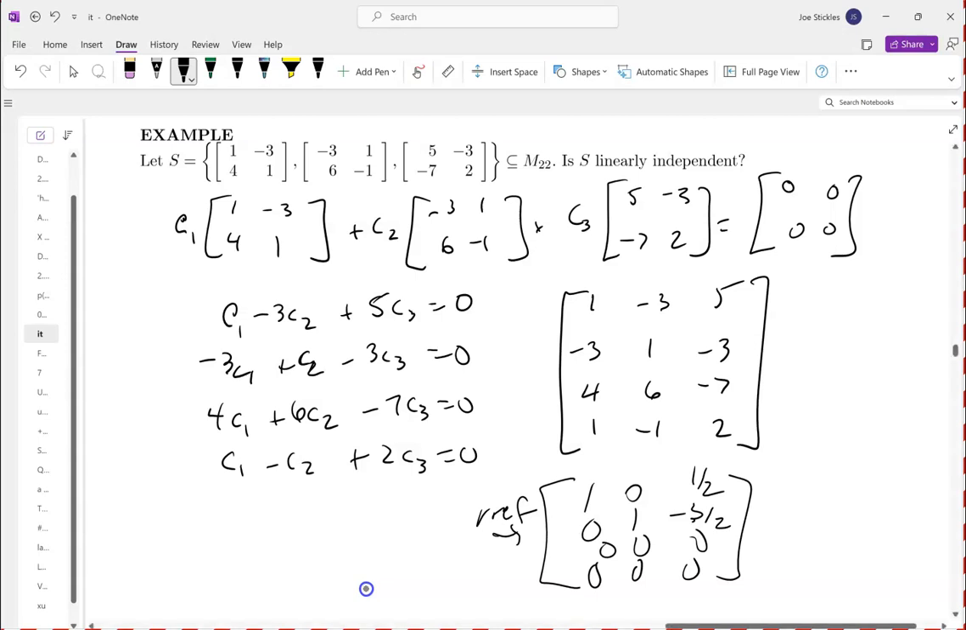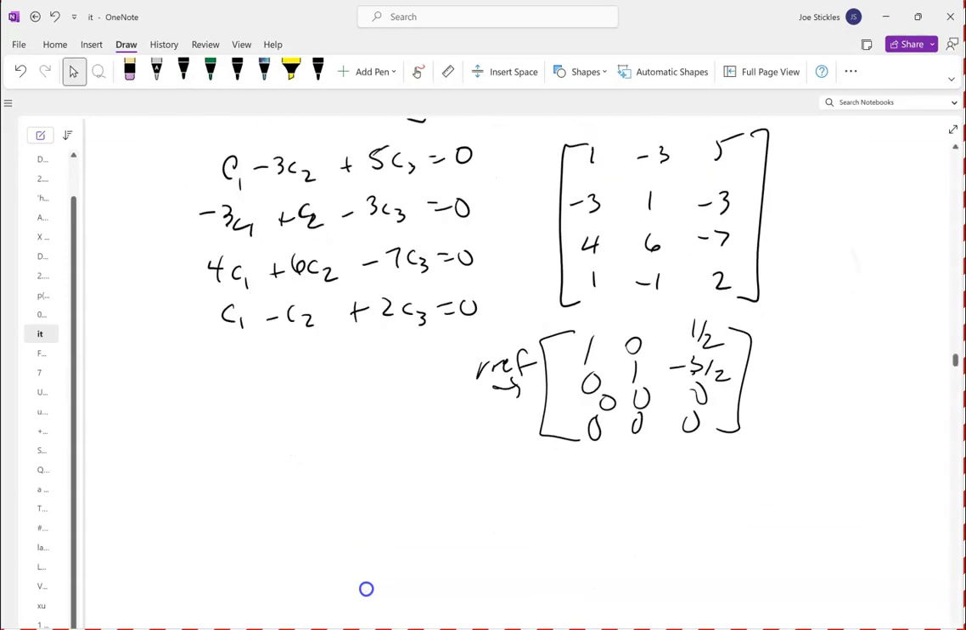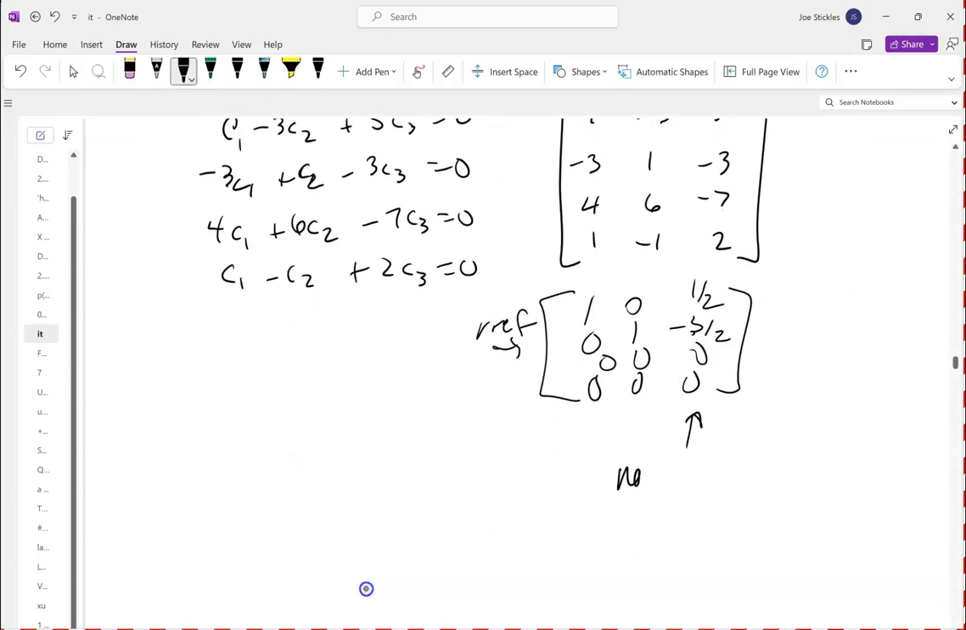It is not the row of zeros that's the important thing here. The row of zeros is important for span, but not for linear independence. The important thing is that this last column represents a free variable. We don't have a pivot there, right? So this is telling us that the set is not linearly independent, or another way to say that is linearly dependent. Questions on that at all?